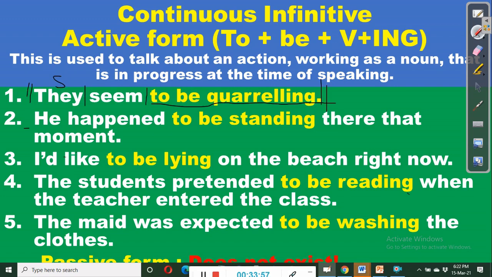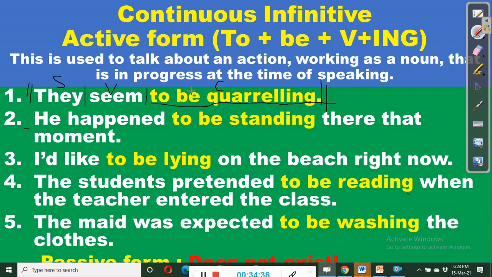Now, this is the subject. This is the verb. And what do we have here? They seem to be quarreling. All right? They seem to be quarreling. Of course, this can be looked at as a complement.